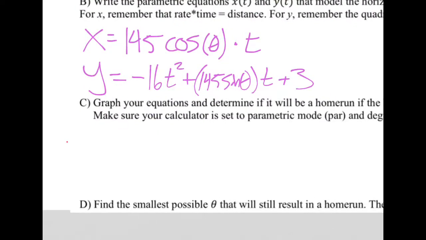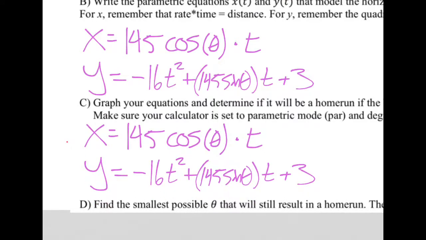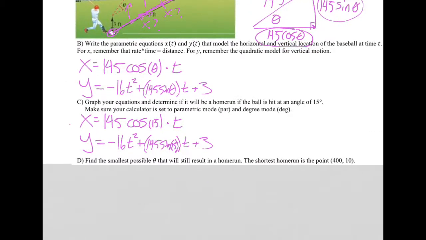Well, the equations are going to be exactly the same as what we have up above, except instead of theta, we're actually going to put in the theta value that we are hitting the baseball with, which in this case is 15 degrees. So I'm going to get rid of both of those thetas and put my 15 in there. Maybe throw some parentheses right there to make it look a little better. Okay, so let's graph this equation.